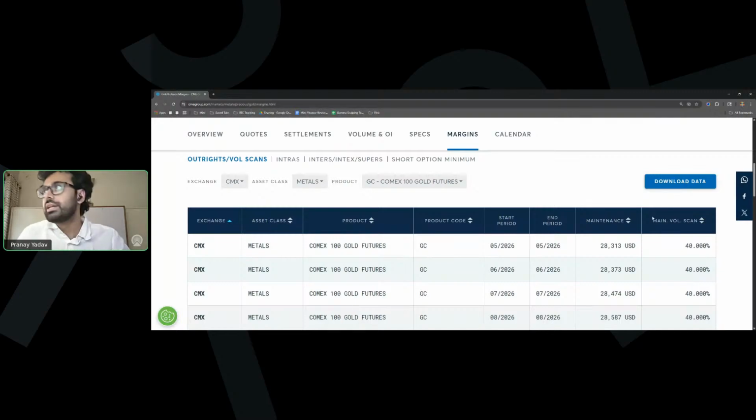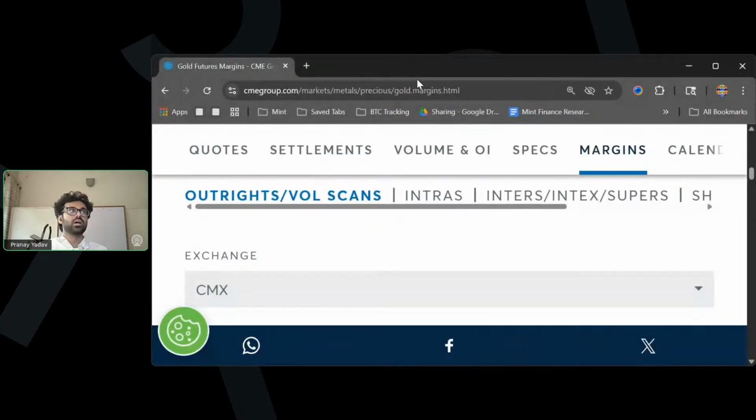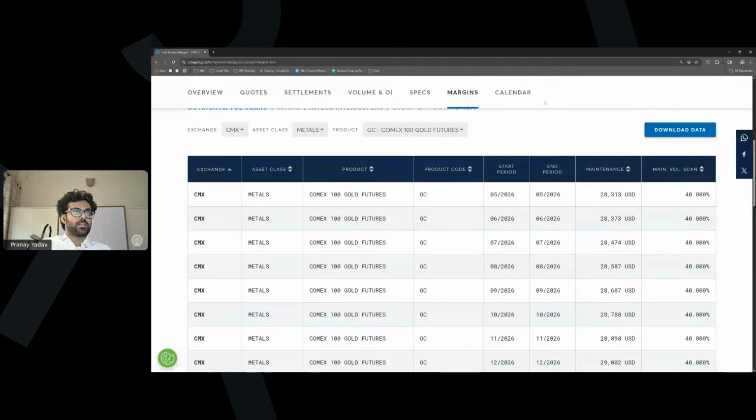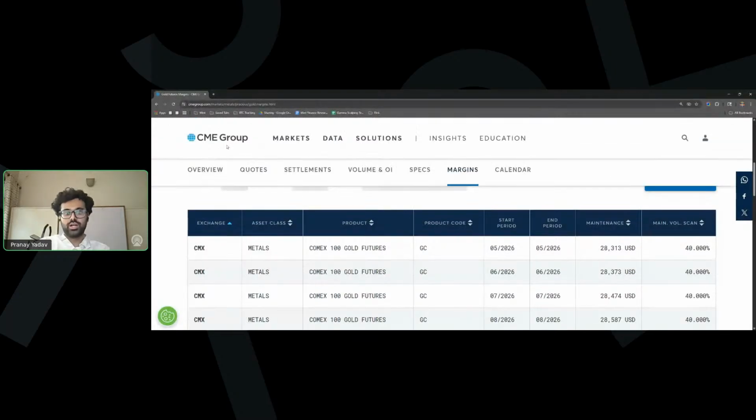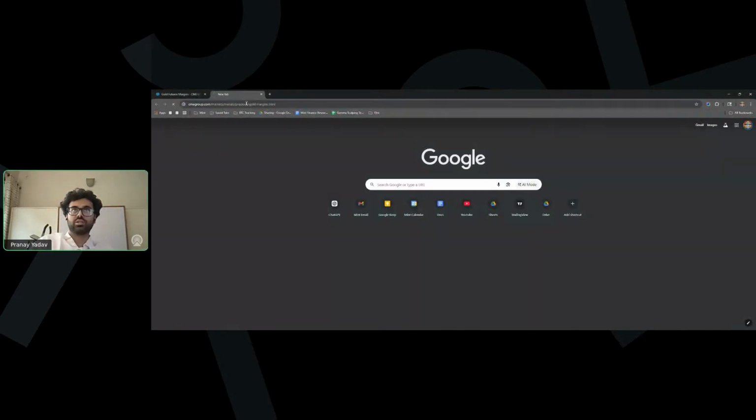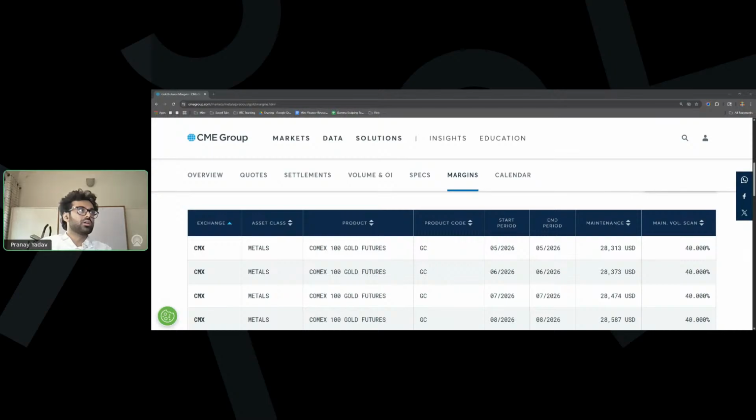So I'm hoping my screen is again visible, right? What I've brought on screen is the margin page on CME for CME Gold futures. As you can see, the maintenance margin requirement for going long or short on COMEX Gold futures is $28,313, right? Let me just open this in another tab as well so I can show you what the spread looks like.